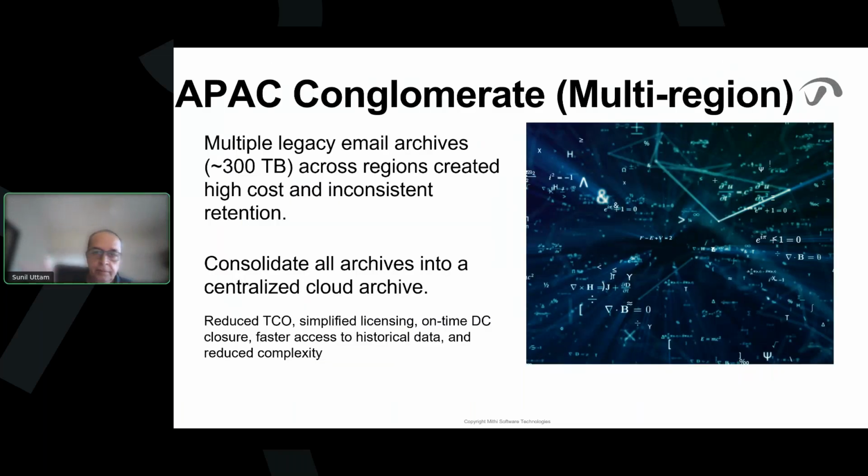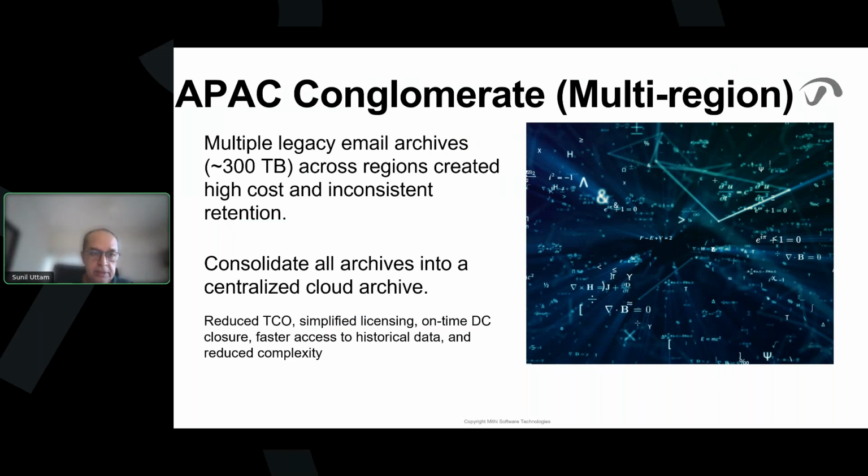APAC conglomerate, right? This is a multi-region body. These people had multiple legacy email archives, close to 300 TB across regions, creating high cost and inconsistent retention. It's a conglomerate, so this is huge, and they need to keep it, you cannot just throw it all away.